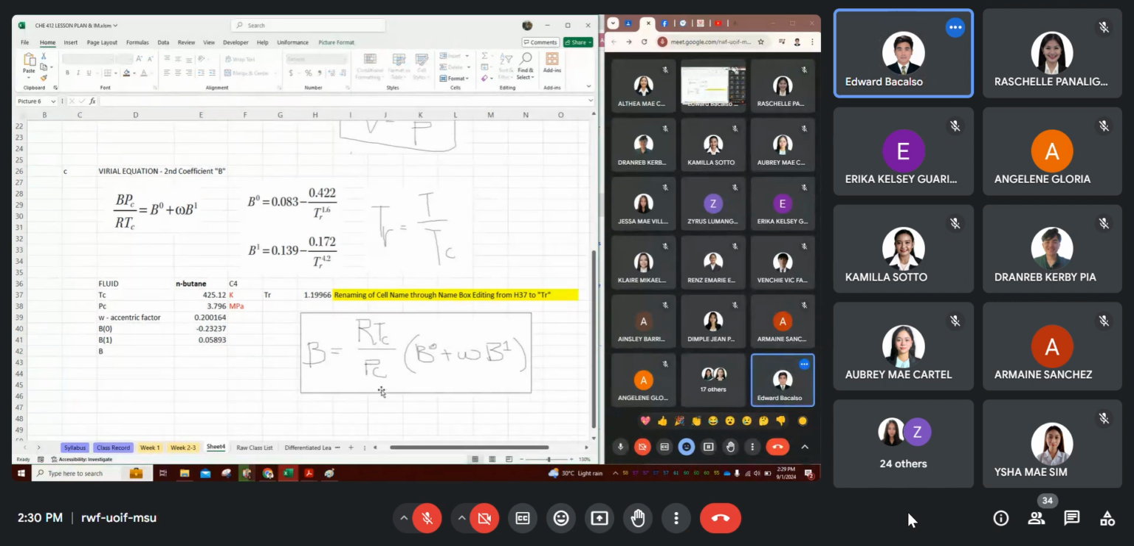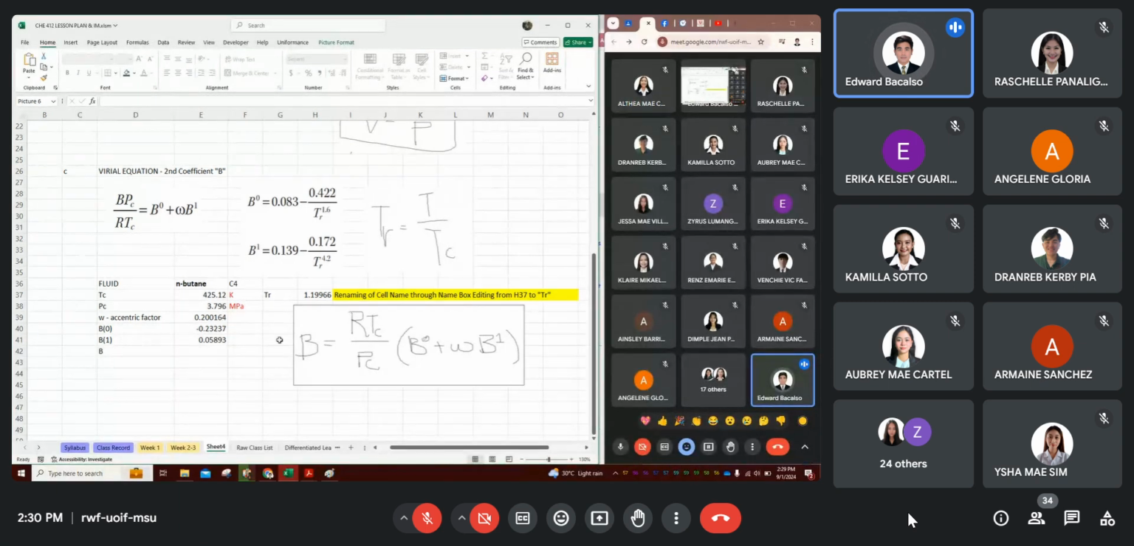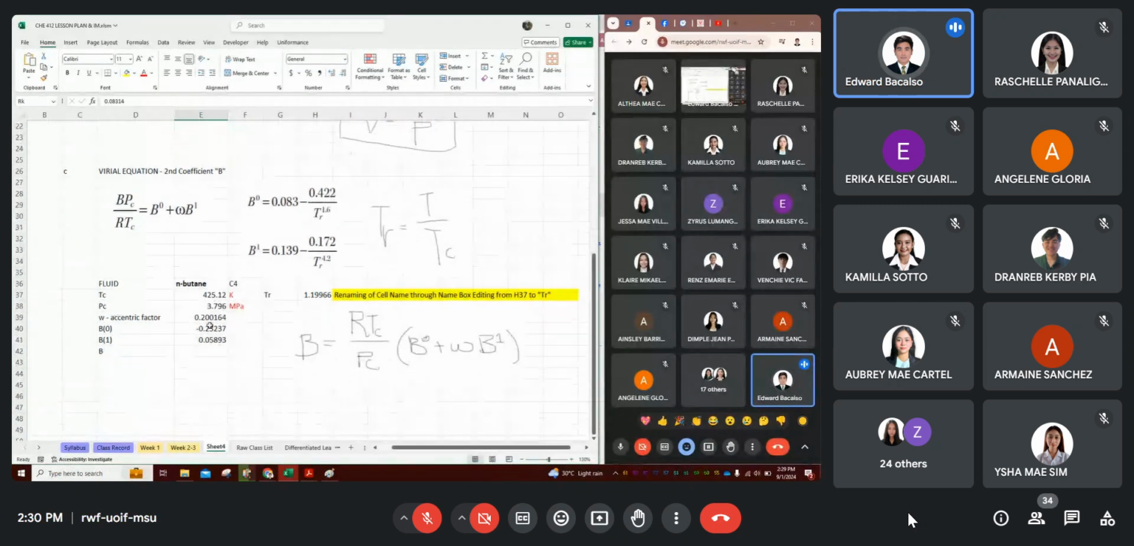Okay? Paano natin masasolve si B? May formula na tayo dito, no? R, TC, PC, B0, omega, B1. So what we have to do, para mas mabilis, we can name each cell required. So yung R gas constant, pagpalagay natin, i-name natin to as RK. Hit enter. Tapos si TC, rename natin na TC, hit enter. Si PC, rename natin na P sub C, enter. Yung eccentric factor, name natin W. Yung B0, name natin as B0. Tapos yung B1, name natin as B1.